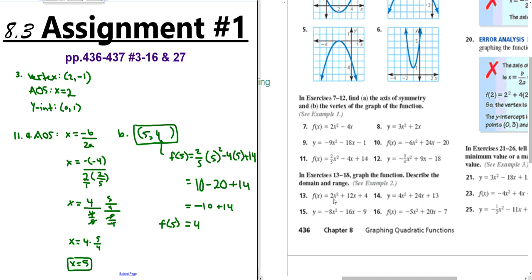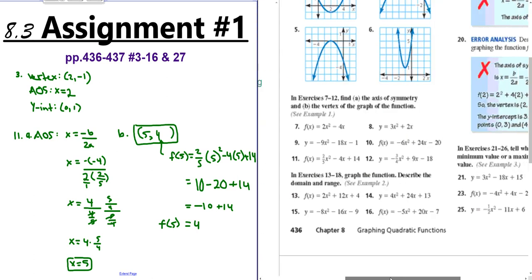Let's see, 13 through 16 says graph and then describe the domain and range. Since I did a couple of those in the examples, I'm going to skip over these for now. Remember though, find the axis of symmetry first to help you know what values of x to plug in right around the axis of symmetry. And then you have to do number 27.